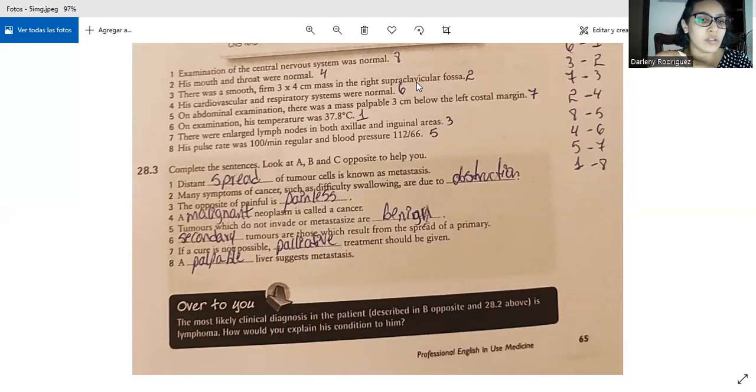Tumors which do not invade or metastasize are benign. Secondary tumors are those which result from the spread of a primary. If a cure is not possible, palliative treatment should be given. A palpable liver suggests metastasis.